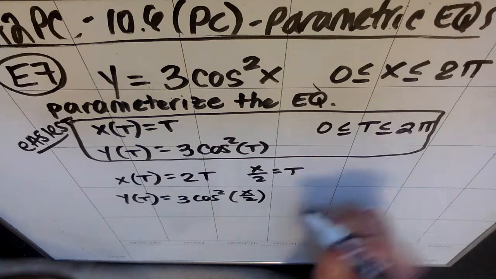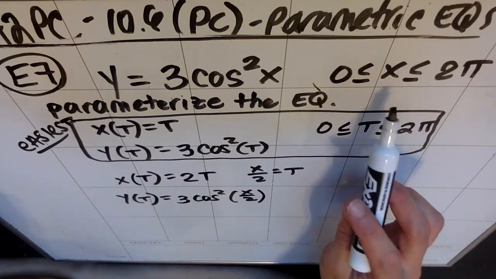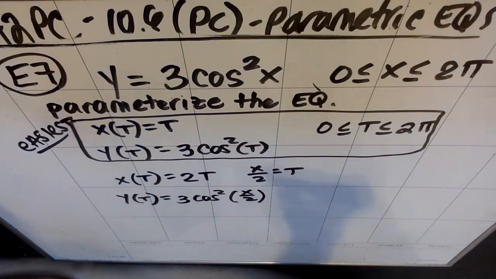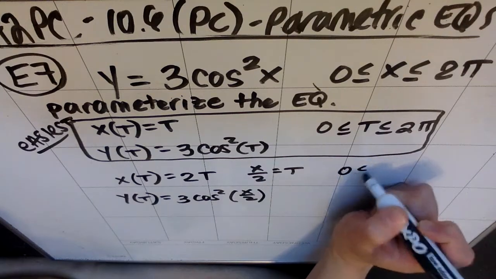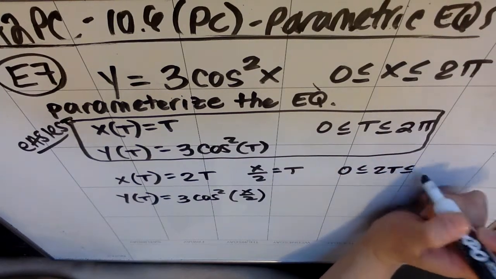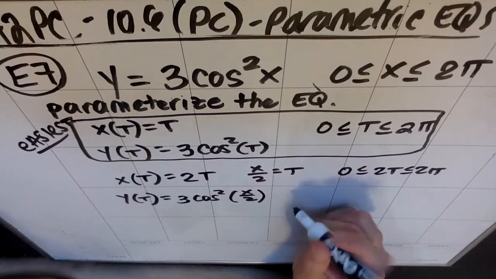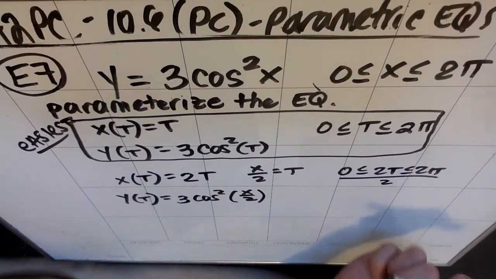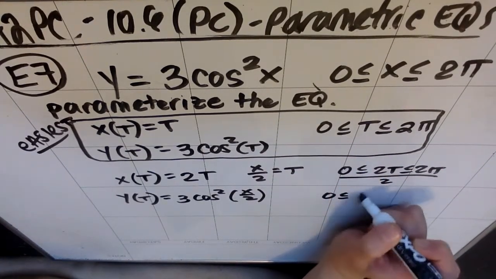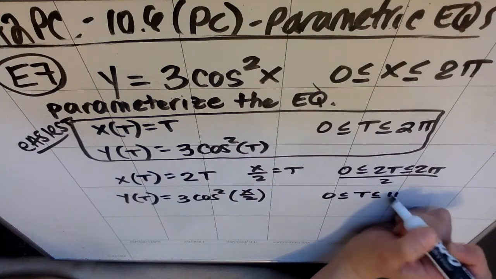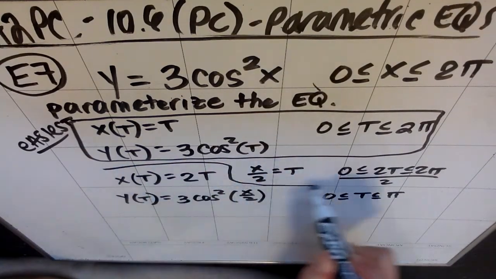However, now when I do my domain restriction, what I want you to notice is, since x is the same as 2t, I would have 0 is less than or equal to 2t is less than or equal to 2 pi, so I'd divide everybody by 2 to solve for t, and my domain restriction would be from 0 to pi, right? So this would be that second option, right?